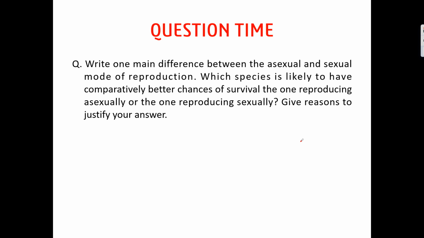So let us look at a few questions. Write the difference between asexual and sexual modes of reproduction. Which species is likely to have comparatively better chances of survival, one reproducing asexually or sexually? Give reasons. Hope you can answer this question. List 6 specific characteristic features of sexual reproduction. So these are the important questions. Make a note of them. Try to answer. The questions I am showing on the screen are usually asked in the CBSE exams. So try to answer those questions.